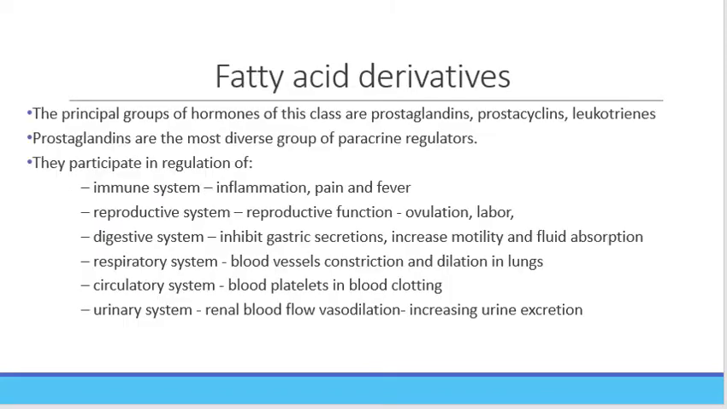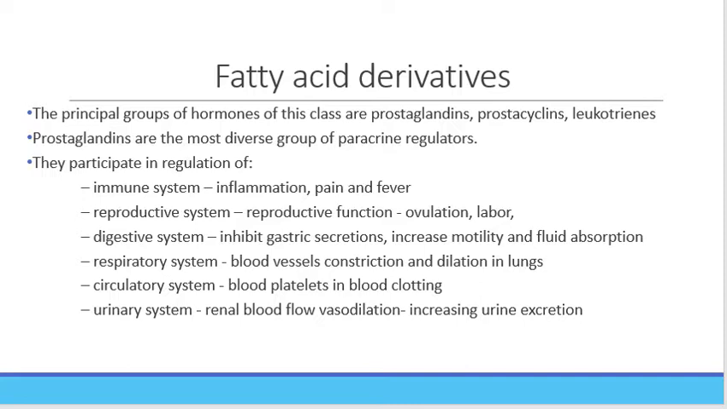Fatty acid derivatives. The principal groups of hormones of this class are prostaglandins, prostacyclins, and leukotrienes. Prostaglandins are probably the most diverse group of regulators. They participate in the regulation of the immune system in regards to inflammation, pain, and fever, the reproductive system, the digestive system, the respiratory system, the circulatory system, and the urinary system. So these hormones are really, as you can see, the most diverse, affecting almost every body system that we have in some way.